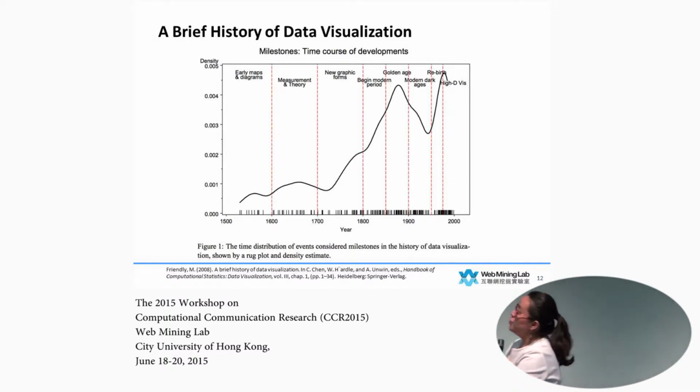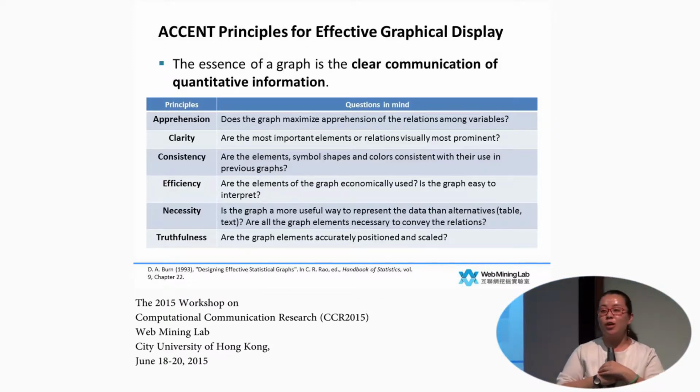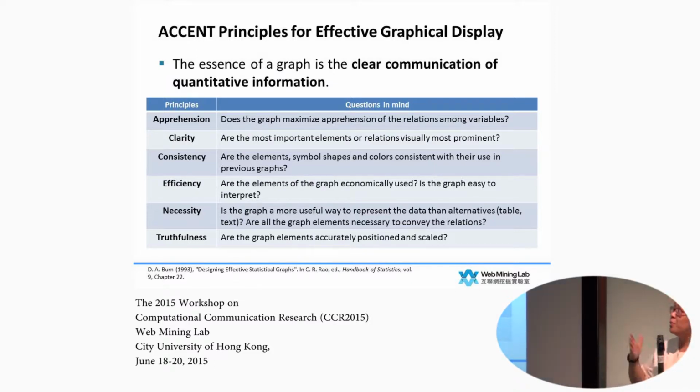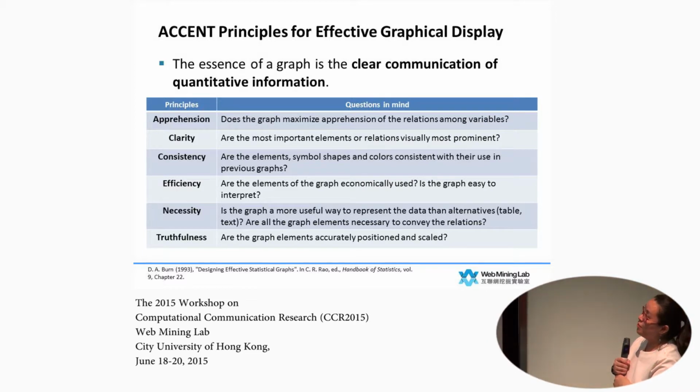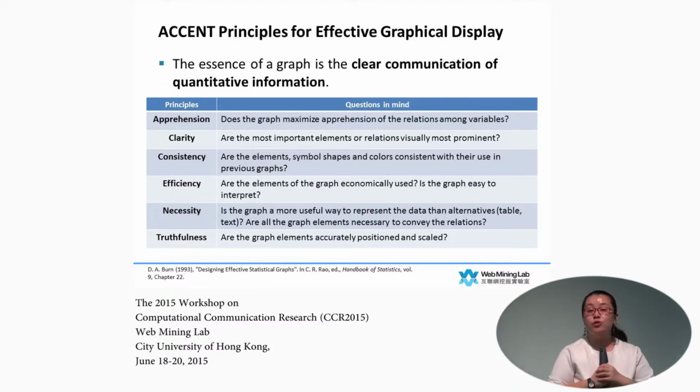And here, I would like to mention how to evaluate visualization works. You can find many evaluation criteria online. For example, this one, principles for effective graphical display. In the principles, there are 6 criteria. First, apprehension, clarity, consistency, efficiency, necessity, and truthfulness. You can develop different criteria to evaluate the quality of the visualization work. For example, apprehension: does the graph maximize apprehension of the relationships among variables? Clarity: are the most important elements or relations visually most prominent? Consistency, efficiency, necessity, and truthfulness.